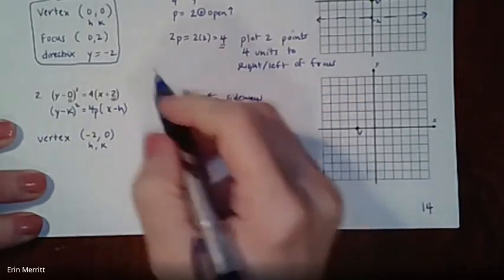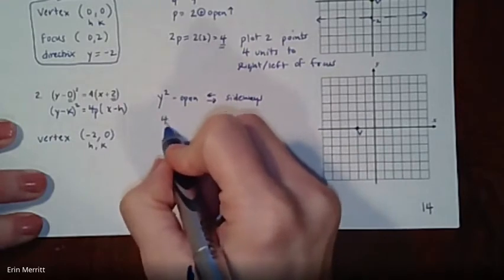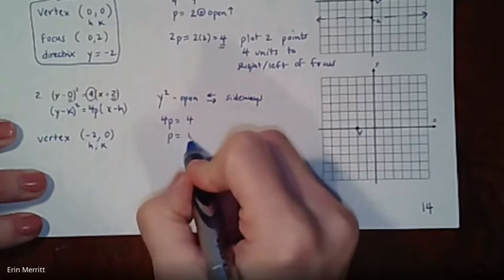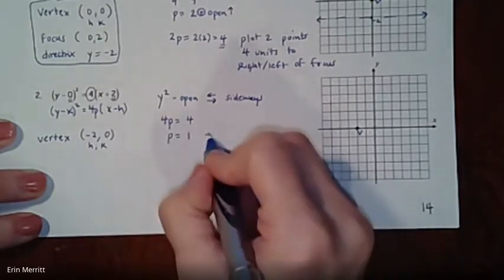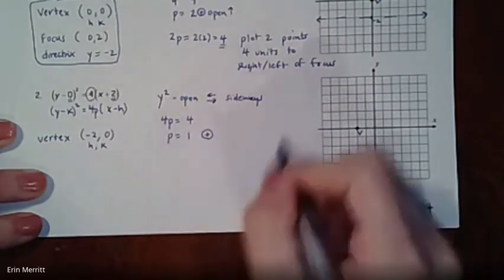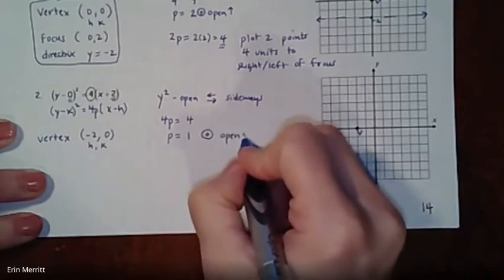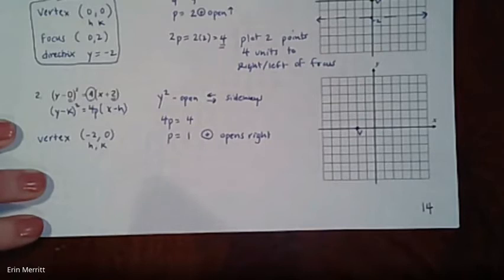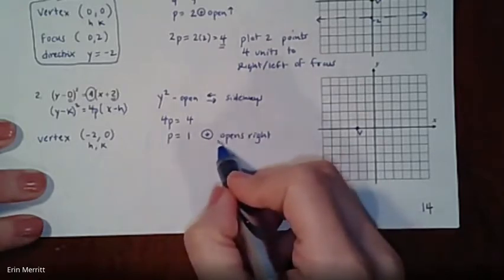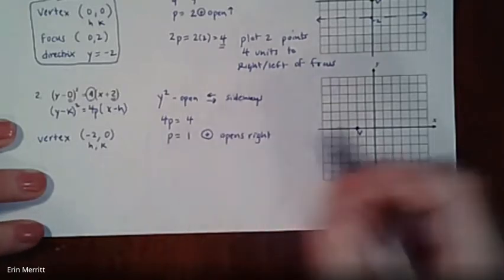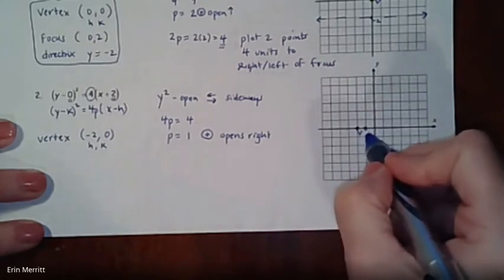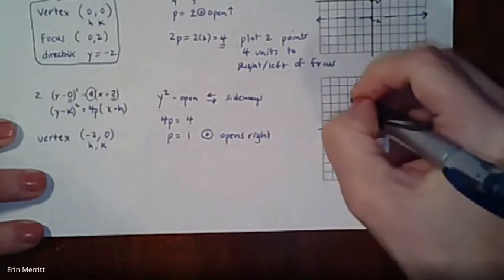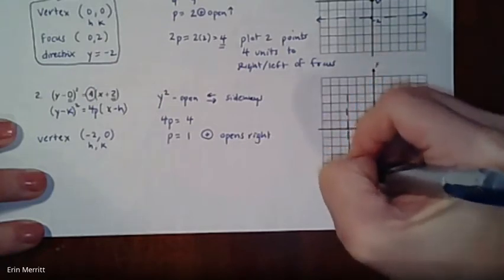From how do I know which way? Well, solve for p. So if 4p equals 4, p comes out to be 1. Because it's a +1, that means that it opens to the right. Right? What that means is that the focus should be 1 unit to the right of the vertex. So go to the vertex, go 1 unit to the right, there should be my focus. Go 1 unit to the left, there's going to be where the directrix crosses.